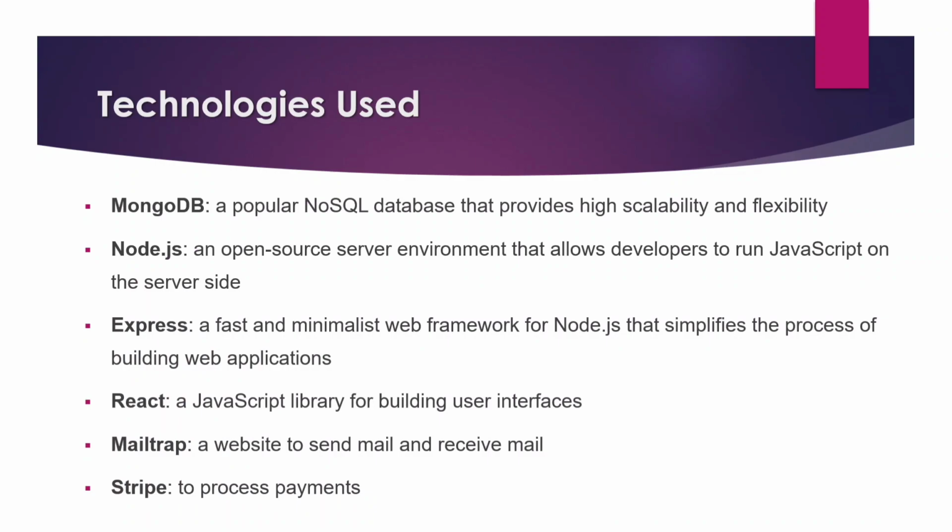Stripe is used for processing payments. Stripe and Mailtrap are two popular tools used by developers in web development. Stripe is a payment processing platform that helps developers integrate secure online payments into their applications. It provides APIs and tools that allow developers to handle payment transactions, whereas Mailtrap is a tool used for testing and debugging email functionality in web applications. It provides a simulated email environment where developers can send and receive test emails without actually delivering them to the real recipients.